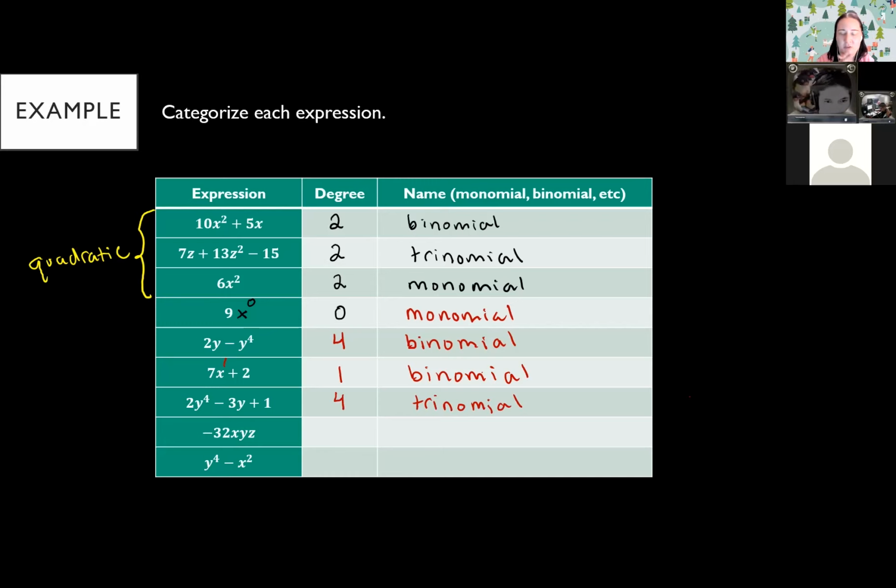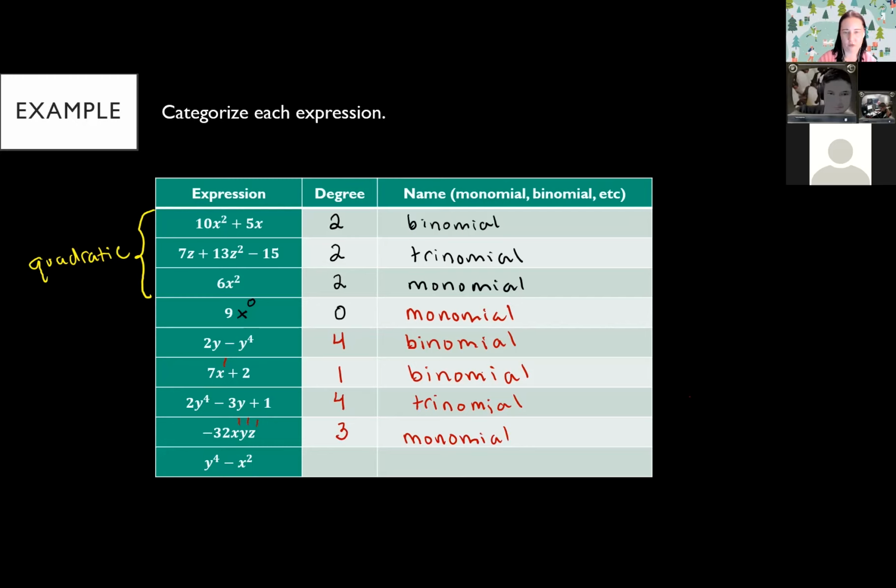All right, next one. Let's see how much you remember from my previous slide. Negative 32xyz. What is the degree? And then the name. Don't worry, I'm not going to call in anybody. But I welcome everybody to give a guess. We've got a degree 3. So there is a 1 on the x, a 1 on the y, a 1 on the z, which adds up to 3. And then this is a monomial because we have 1 term.